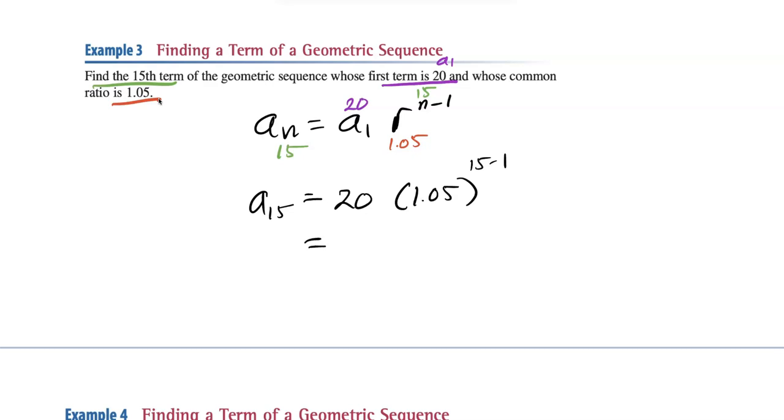So all this we substitute into our calculator. And we get 39.598631999. Let's approximate to 39.6. So that's the 15th term of the sequence.